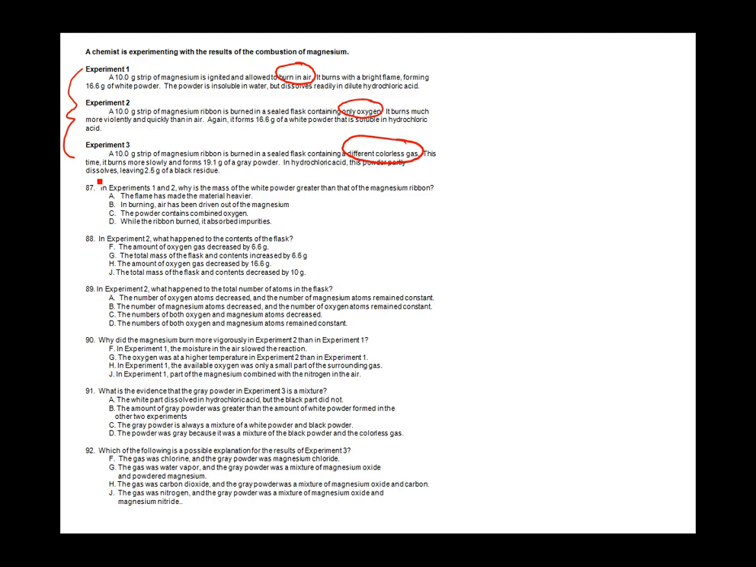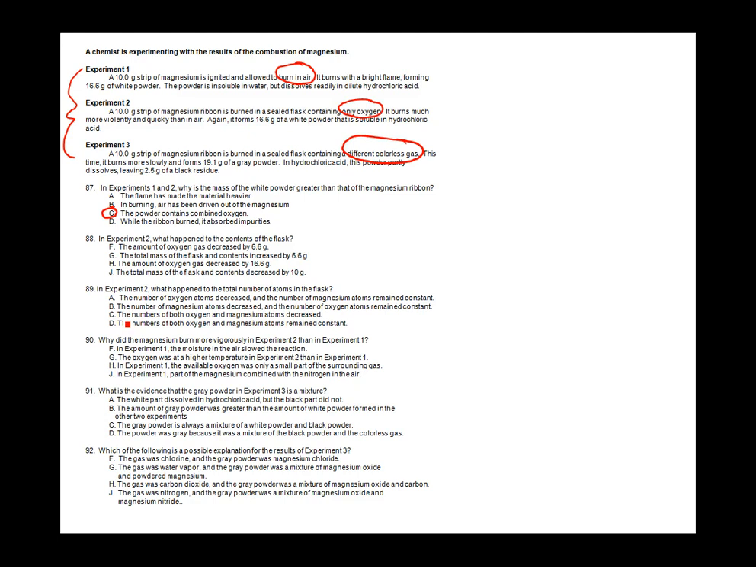A, the flame has made it heavier. That is incorrect. Flame does not increase mass. The flame is just a flame. B, in burning, air has been driven out of the magnesium. That doesn't make sense, or it would weigh more. C, the powder combined oxygen. Okay, that one sounds good. Let's look at D. While the ribbon burned, it absorbed impurities. That can't be because in experiment 2 it said there was no impurities. Our answer has to be C. When we burn this in the air and in oxygen, oxygen reacts with the magnesium to make it heavier.